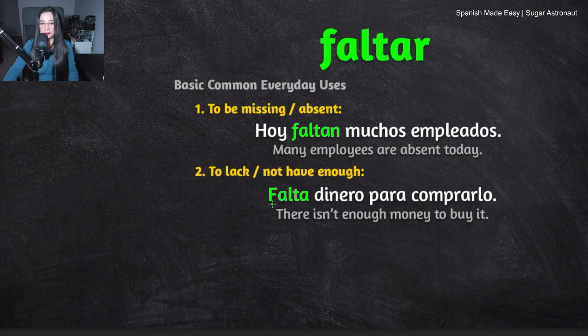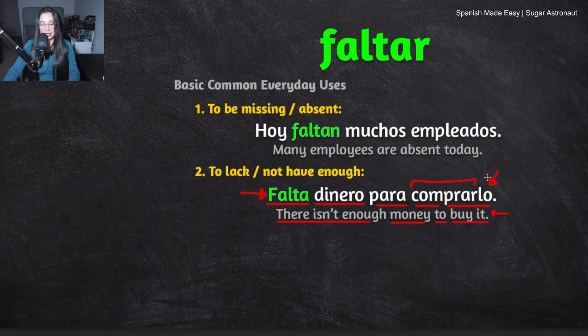Let's break this down. Falta. This is the verb faltar, of course. And this means there isn't enough of something. Dinero, in this case. Dinero means money. Para, to. Comprarlo. Comprarlo means buy it. Comprar is the verb and lo is it. Okay, so lo can mean it.